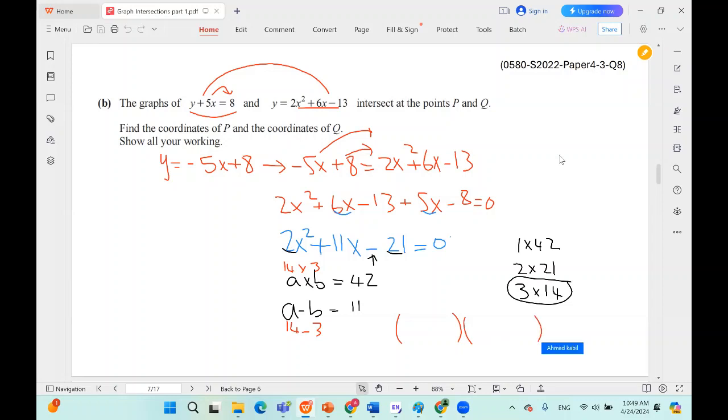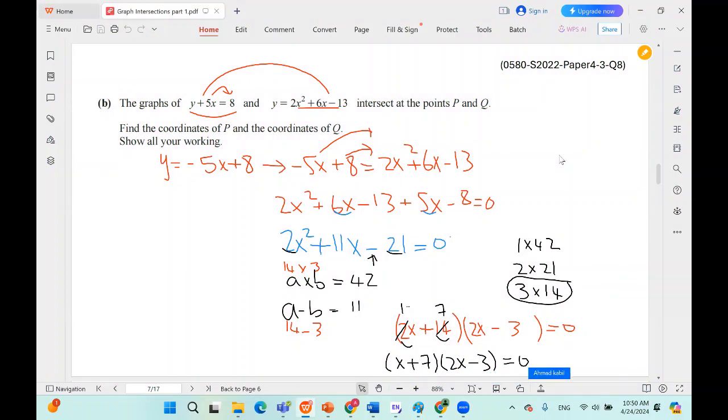I'm going to first put 2x in both. So because it's 2x power 2, I just ignore the power 2 and I put 2x. I'm going to put plus 14 and minus 3. This is equal to 0. If there is room for simplification, I should simplify. So 2 and 14 become 1 and 7. So our two factors are x plus 7, 2x minus 3 equals 0.